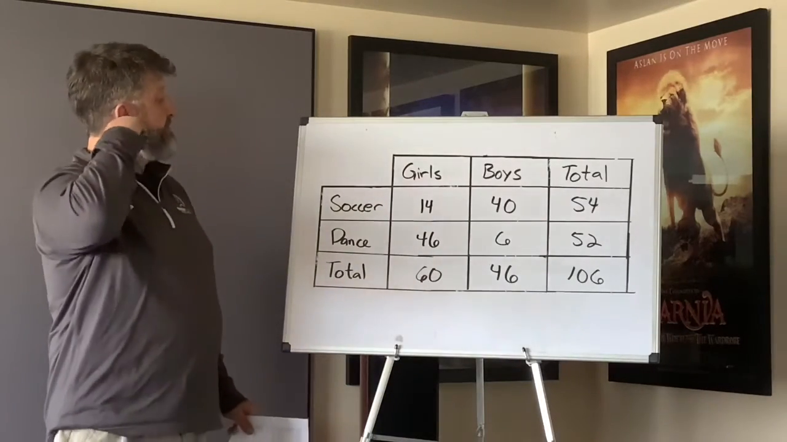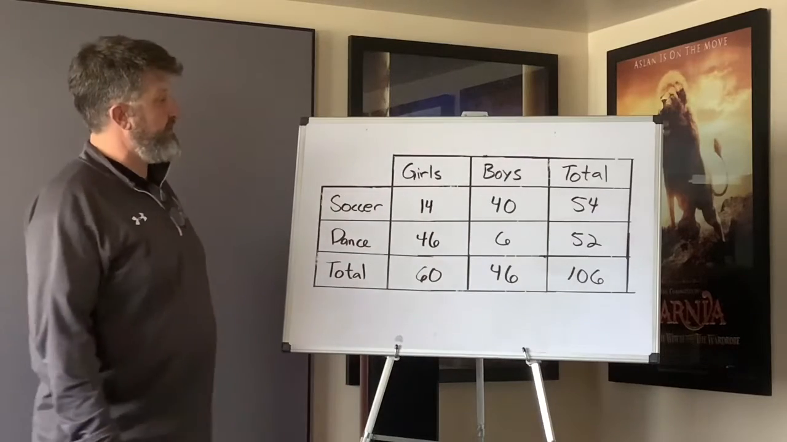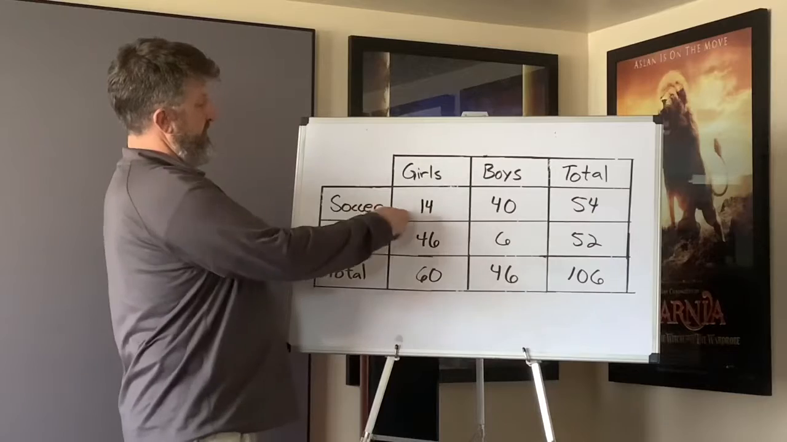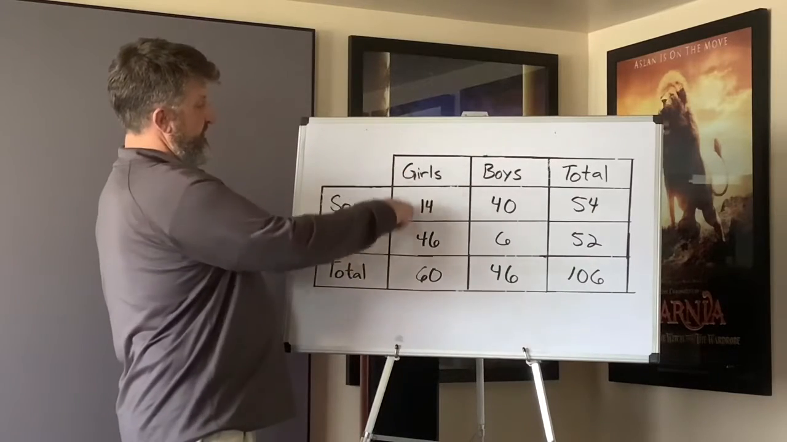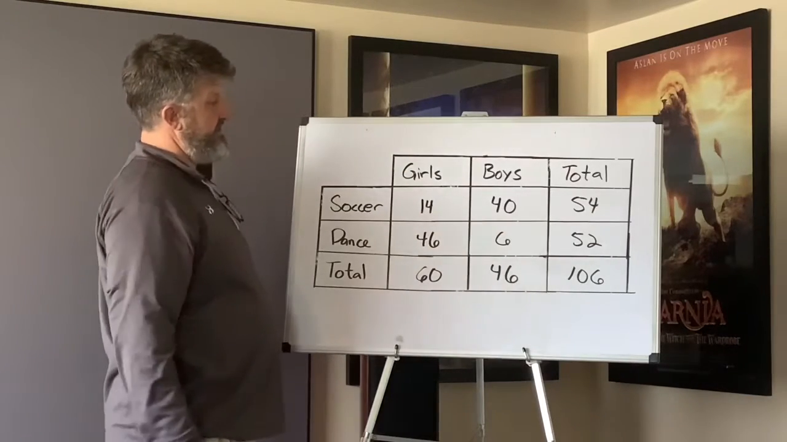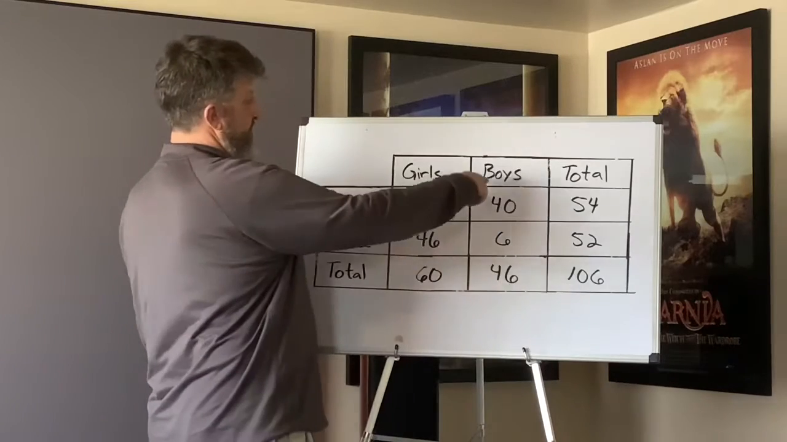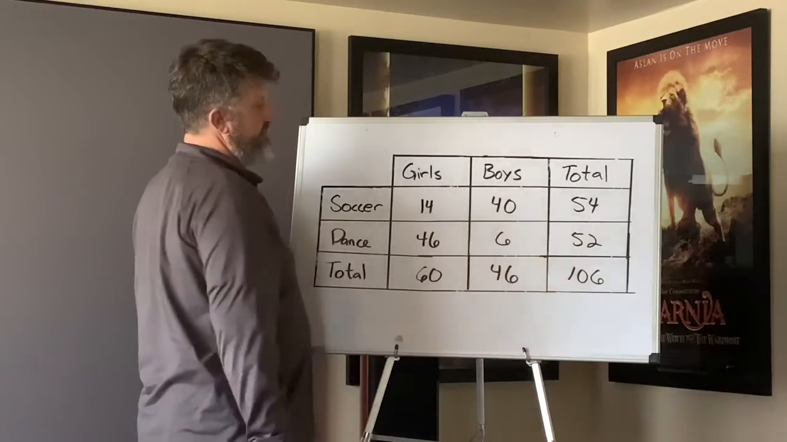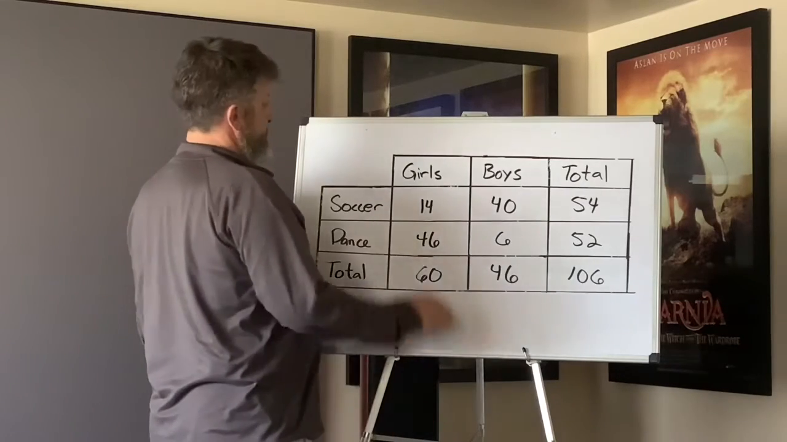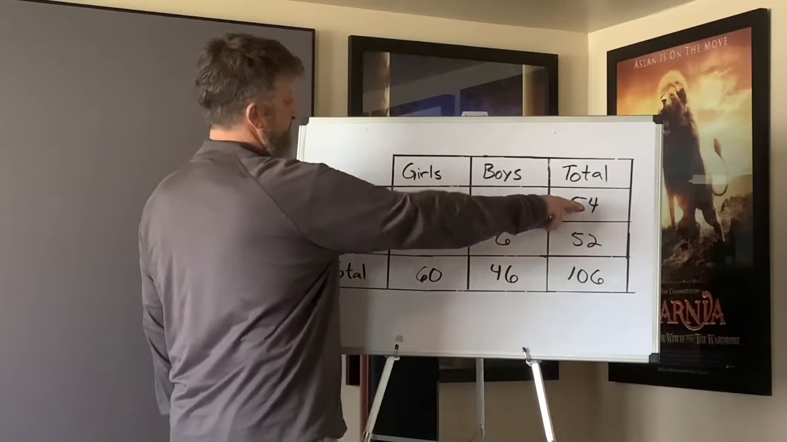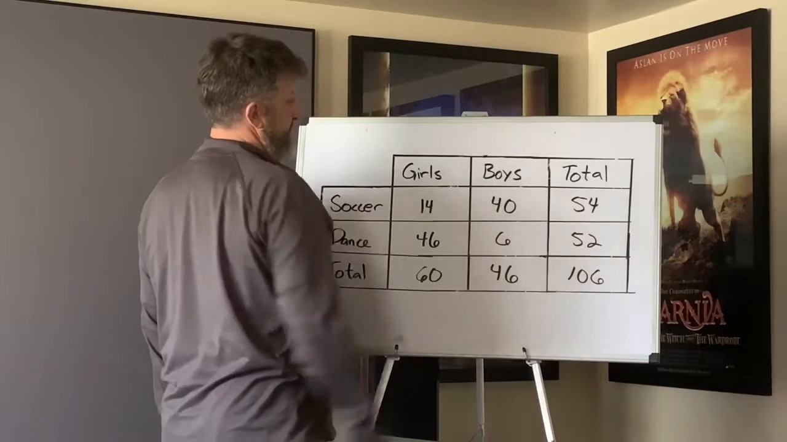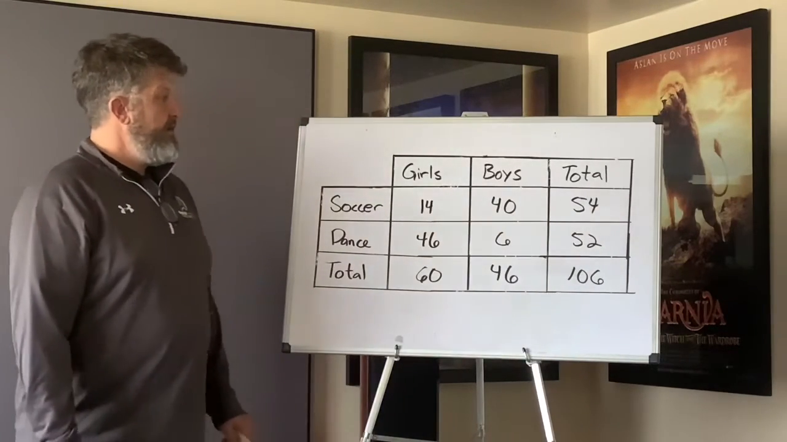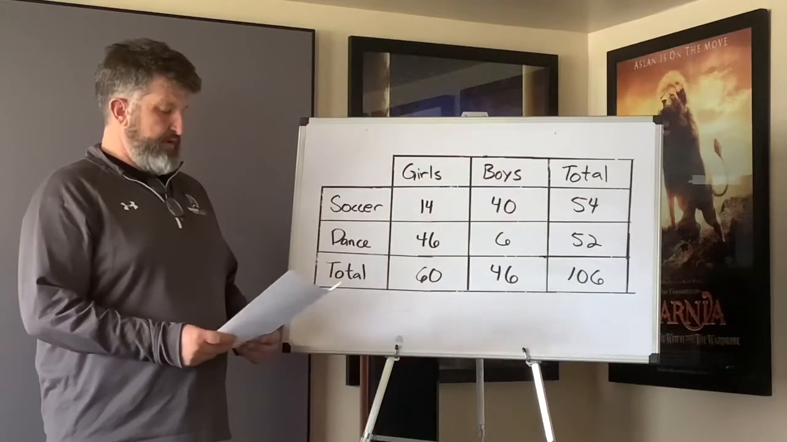Okay, so it's probably pretty self-explanatory. Obviously, there were 14 girls that wanted to play soccer. Out of the girls, 46 of them wanted to dance. 40 boys wanted to play soccer, 6 wanted to dance, total of 46 boys. All right. So total number of people that wanted to play soccer, 54. Total number of people that wanted to dance, 52. Okay. So these are what we call two-way frequency tables.